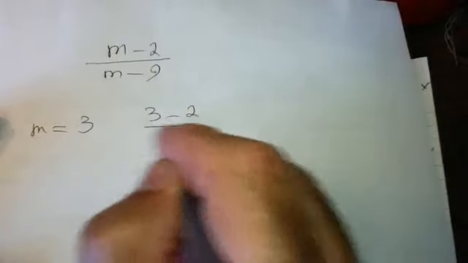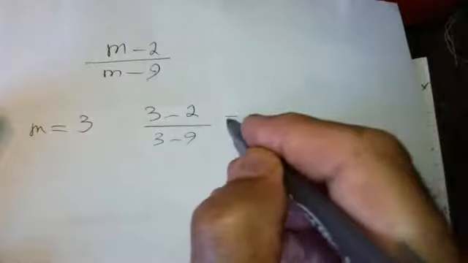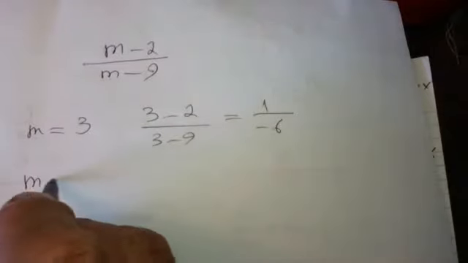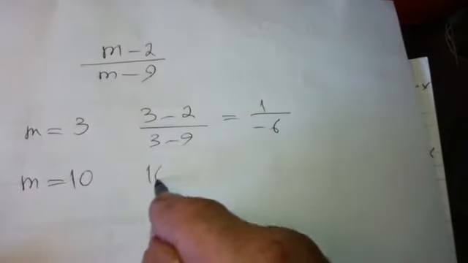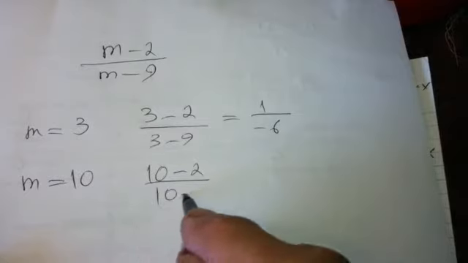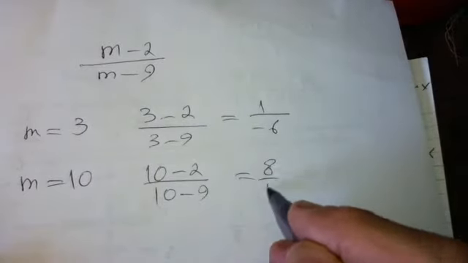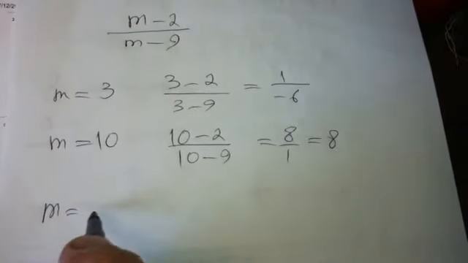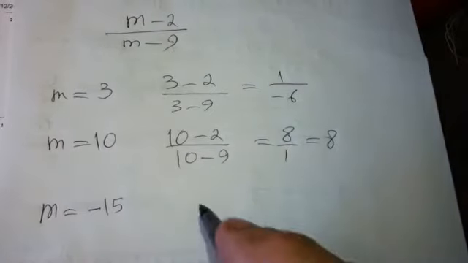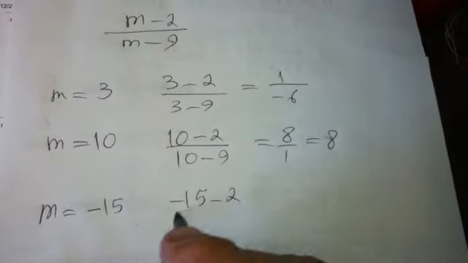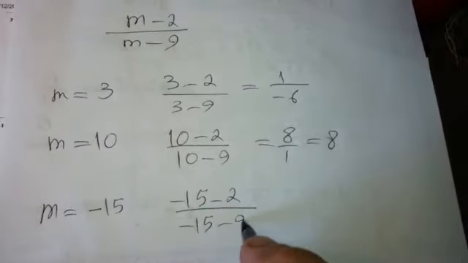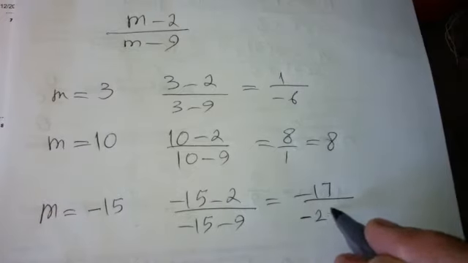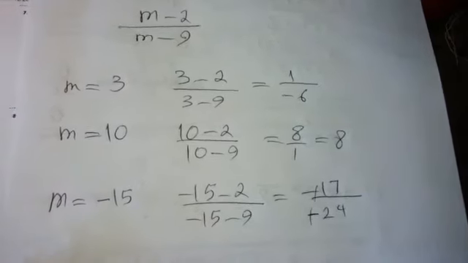Then what would the outcome be? 3 minus 2 over 3 minus 9 is 1 over negative 6. Yep, you come up with a value. M equal to 10, how about that? 10 minus 2 over 10 minus 9 is 8 over 1, 8. Yep, you have a value. How about a negative number? M equal to minus 15. All right, so minus 15 minus 2 over minus 15 minus 9. So that would be minus 17 over minus 24. Yep, you get a value.